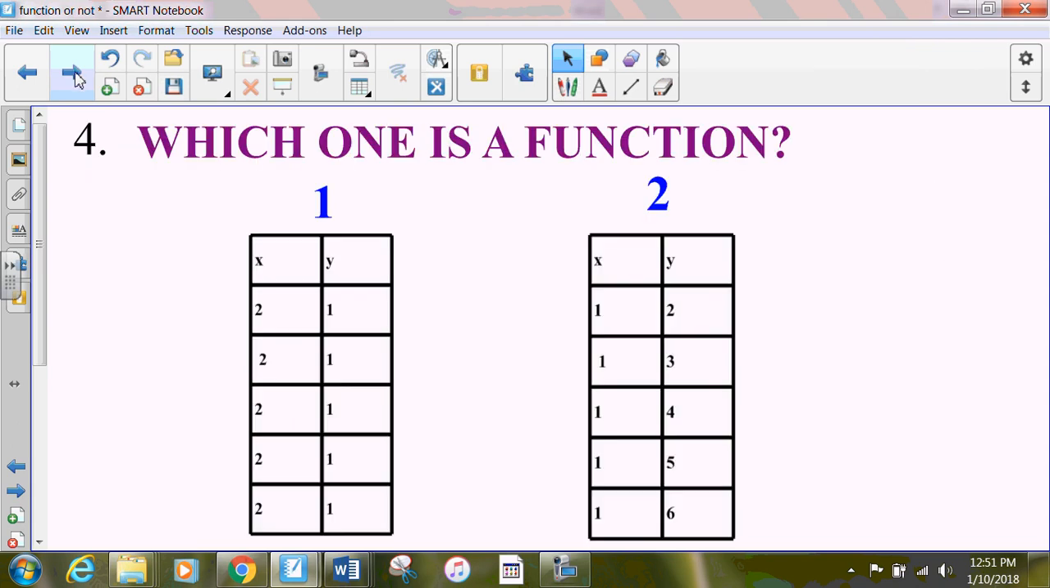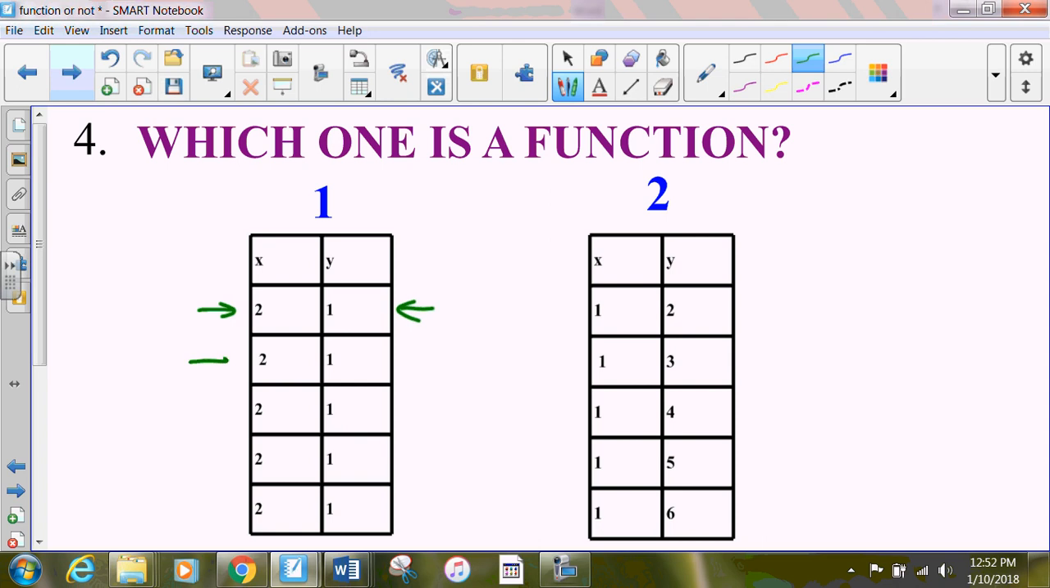Okay, so on the test, in your homework, you're going to be asked to identify whether a table represents a function or not. So we're looking at a table. It represents part of the pattern of something that's either a function or not. And so I look at number 1 and I see, well, this is interesting. I put in a 2, I get out a 1.